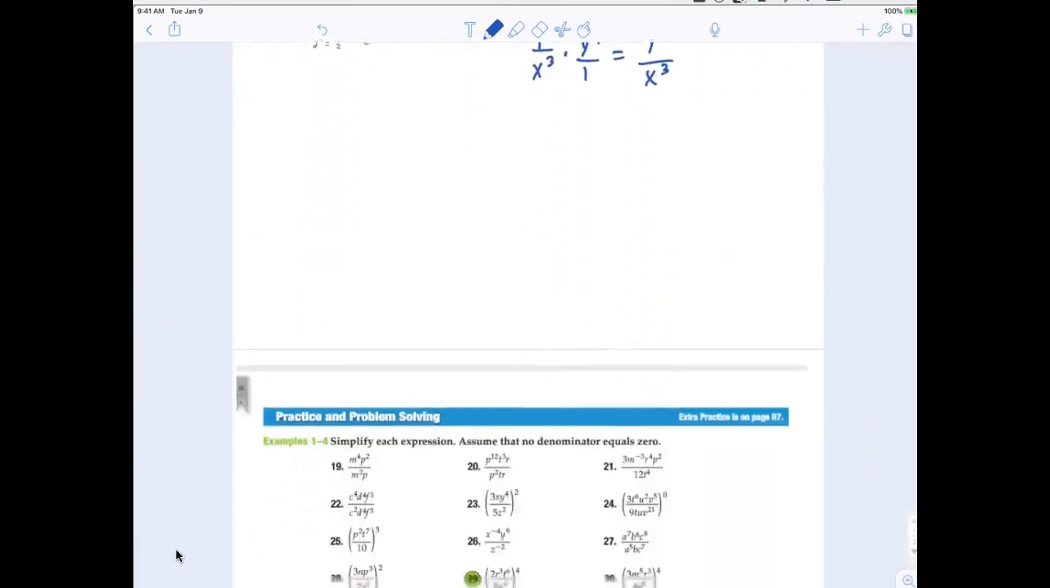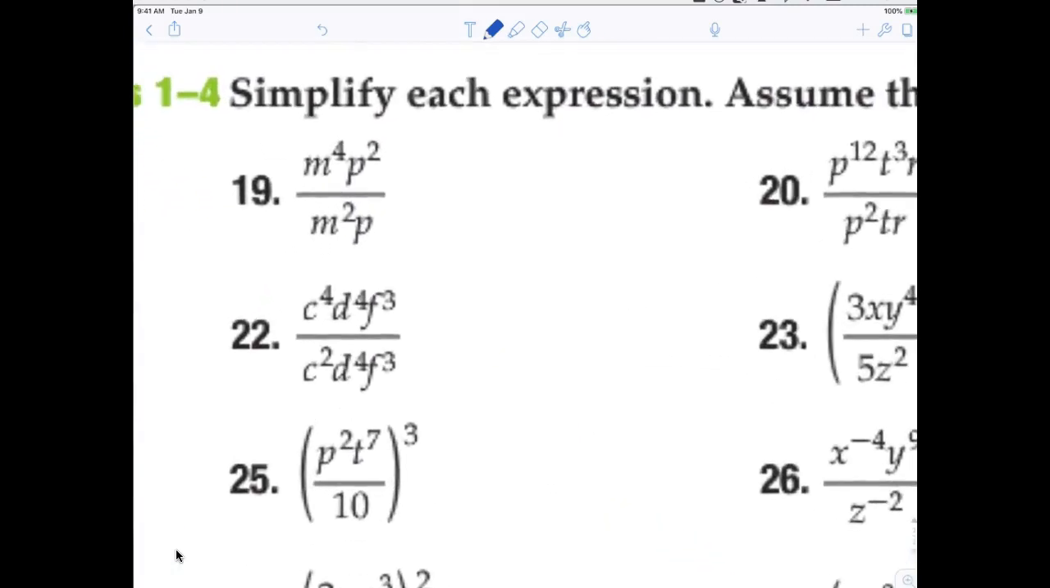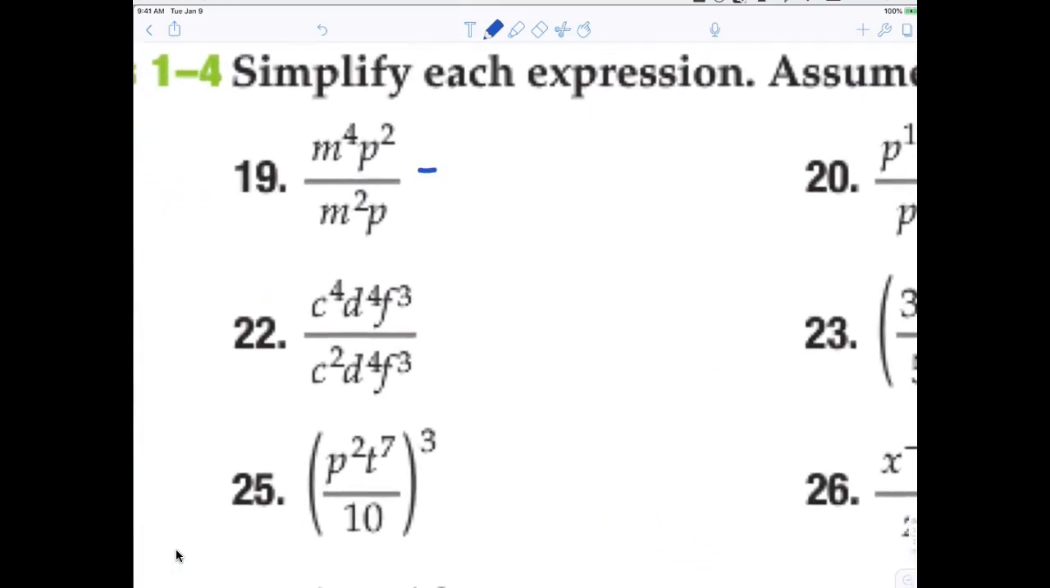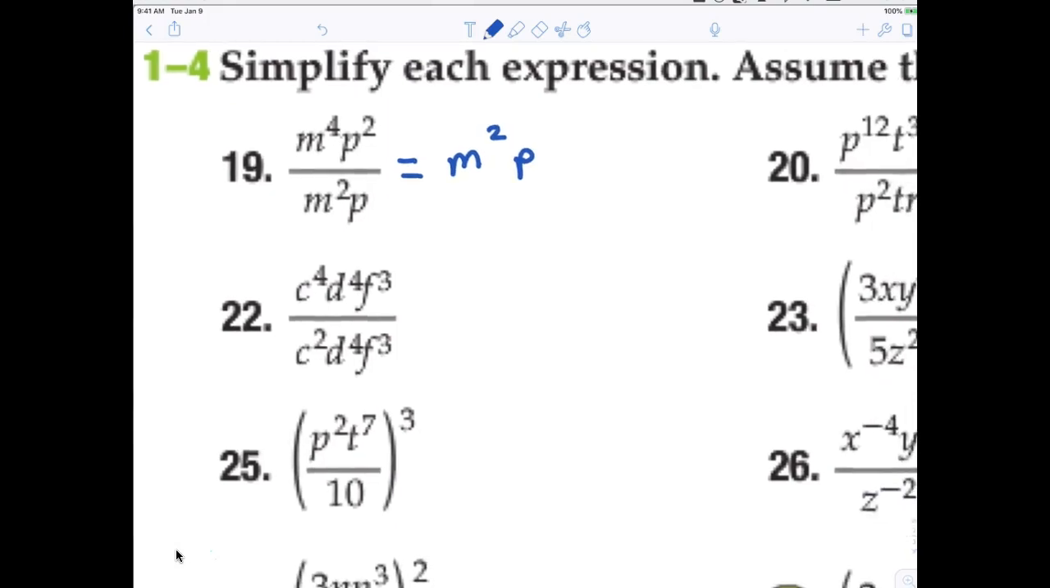All right. Before I go to the hard stuff, we're going to let Luke help me out with 19. So that's going to do M to the 2. And then it's going to be P to the 1. Yes, perfect. That's 19. Very easy.